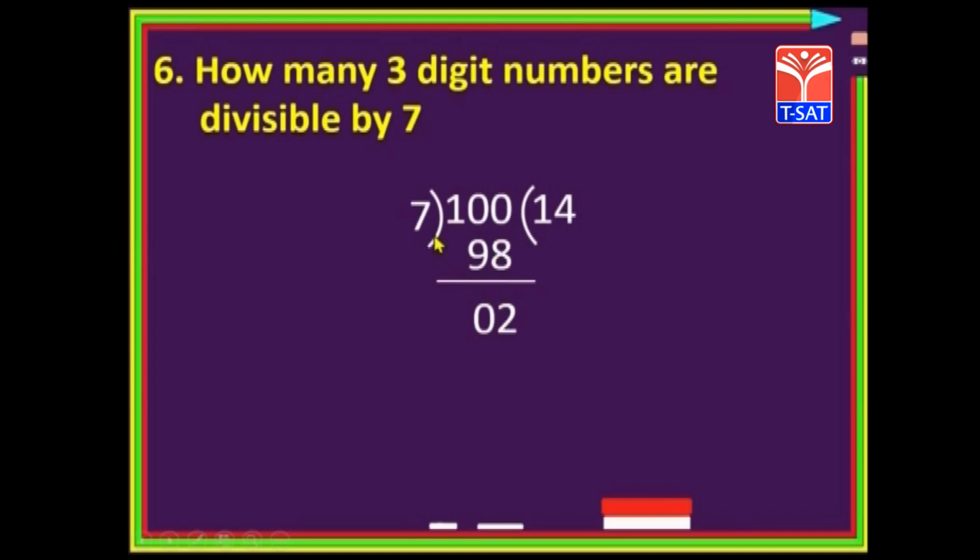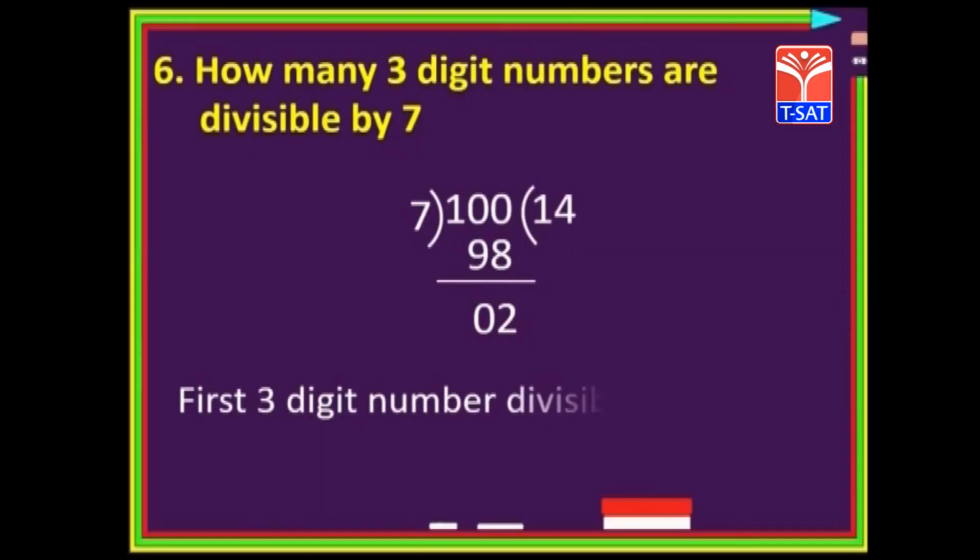14 sevens are 98, right? What is 15 sevens? 105. So, after 98, the number 105 is divisible by 7. 100, 101, 102, 103, 104 are not divisible by 7. The starting 3-digit number which is divisible by 7 is 105.